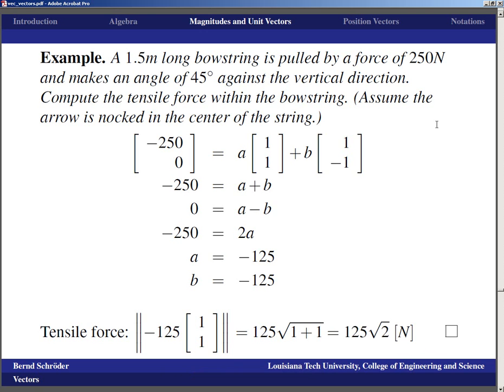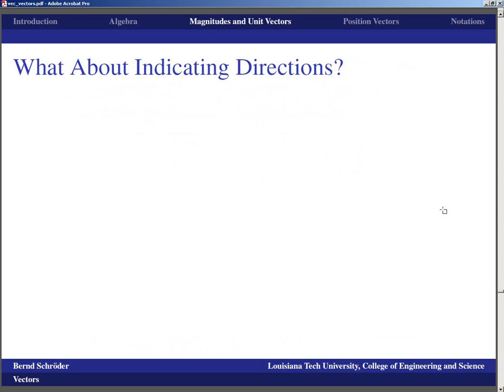So this is something that is certainly made up, but it is a realistic problem because people who make bowstrings have to make bowstrings that stand up to the tensile forces that are to be expected within the bow, and probably a certain safety margin, and so on and so on. Okay, so that was magnitudes. What about directions? Well, a unit vector is a vector of length 1. And so basically unit vectors are pure directions.